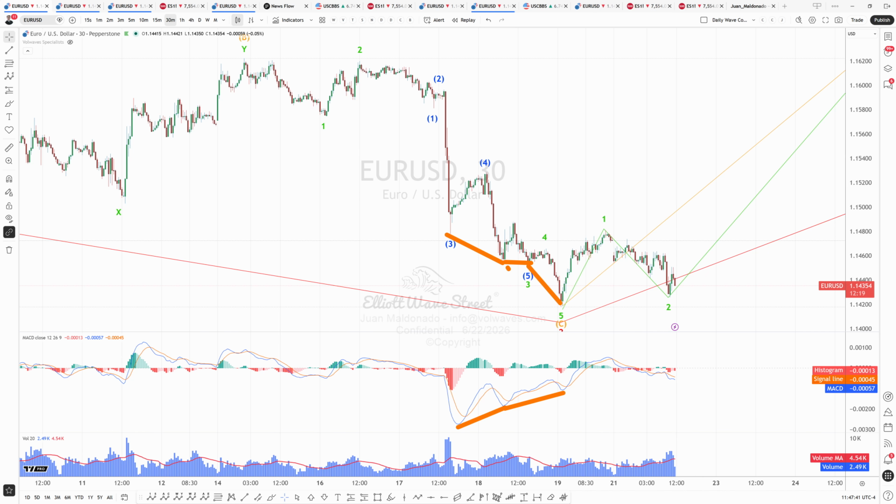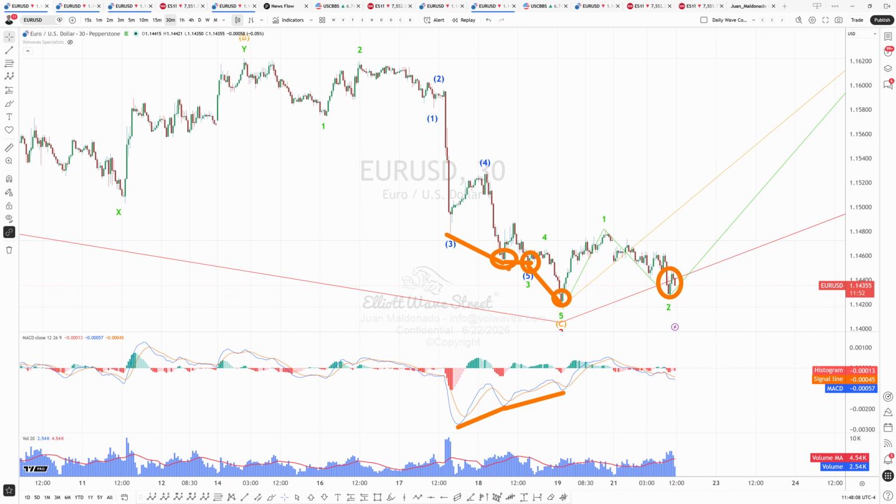We can buy here, here, or here, and with the proper money management, we are not going to lose money on these two entries. The price moves up into the wave one, the first wave to the upside. And then we have the second wave in development, that is the actual wave.